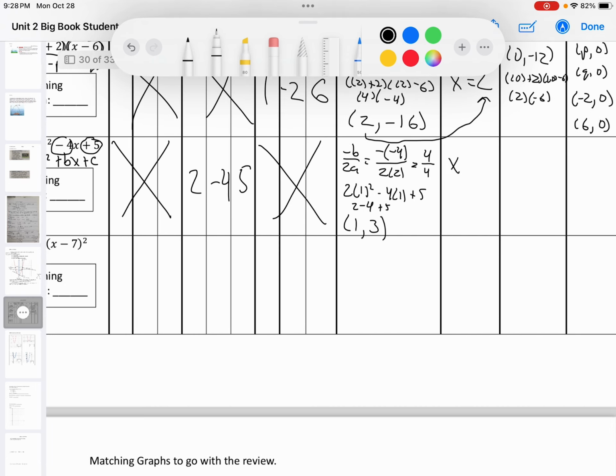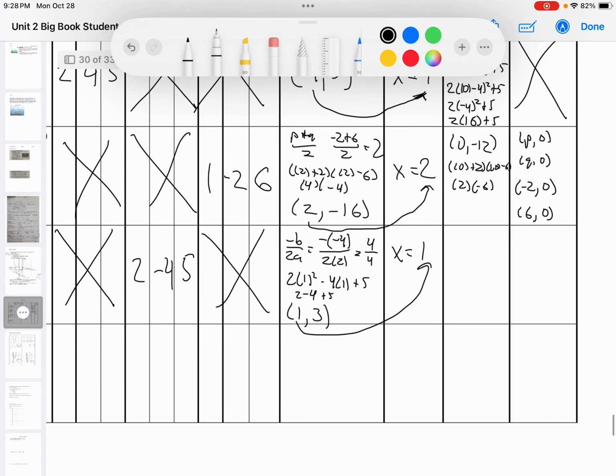Once again, the axis of symmetry is the x value of the vertex. So if this is 1, then we have x equals 1. And again, for the y-intercept, we always use 0 for the x value and substitute it into the function to find the y value. So here we have 2 times 0 squared minus 4 times 0 plus 5. 2 times 0 squared is 0, minus 4 times 0 is plus 0, and plus 5 gives me 5.